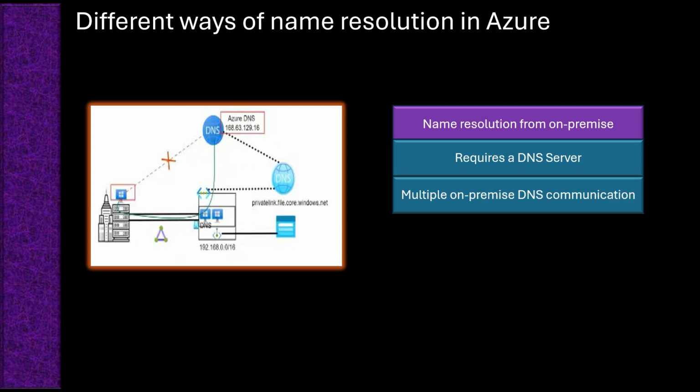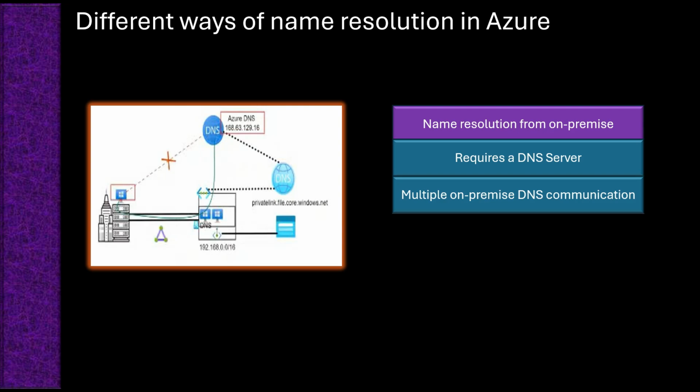First, on-premises has a DNS server and you cannot query Azure DNS from there. See the red cross sign on the diagram. This is what people try to implement using DNS forwarding, thinking that they can forward to the Azure DNS from the on-premises server. This does not work.